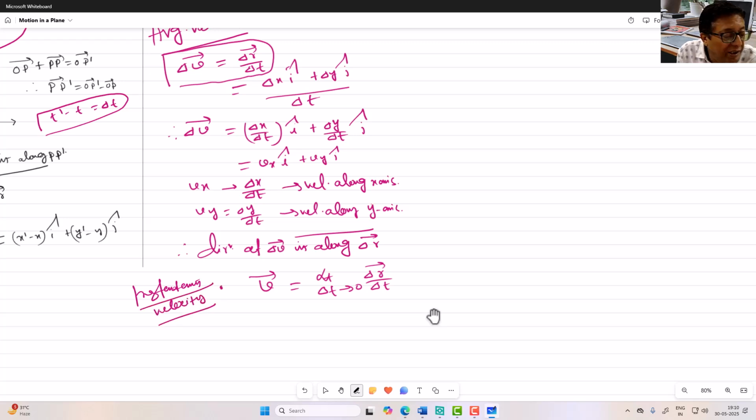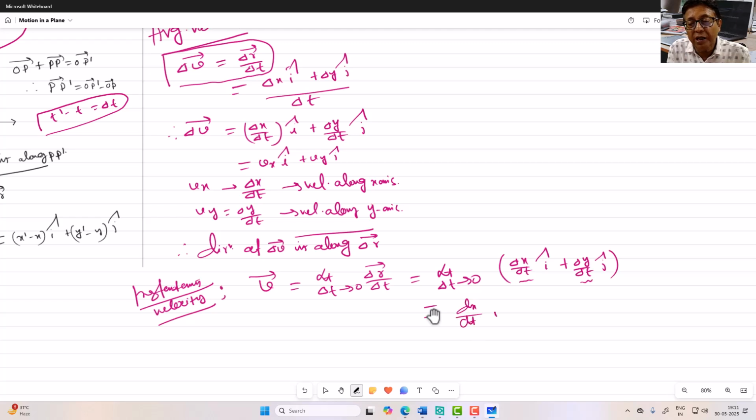This is called instantaneous velocity. So, this is going to be the limit as delta t tends to 0. Substituting the value of delta r, that is delta x by delta t i plus delta y by delta t j. Separately, if you apply the limit on this and on this, then this is going to be dx by dt i plus dy by dt j.